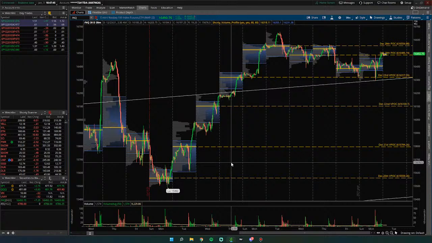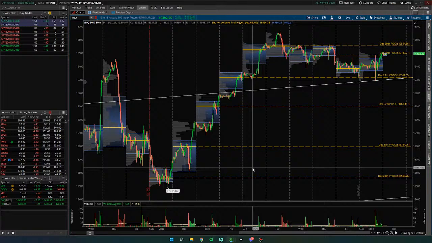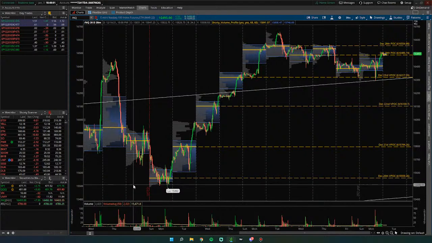So for people that are just learning about VPOCs or POCs or don't know them at all, they're really important. They act as magnets for the stocks, but they also act as support and resistance levels. And they're good for about 30 days. At least a virgin POC is good for about 30 days. POCs, after they've been touched a few times, they kind of lose their relevance.